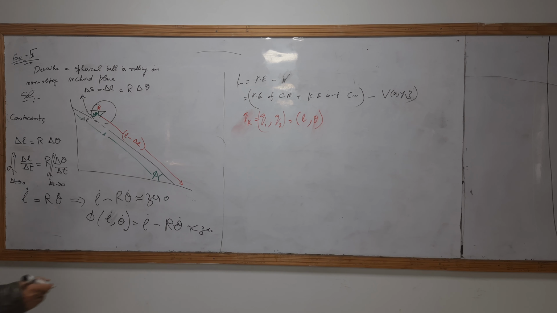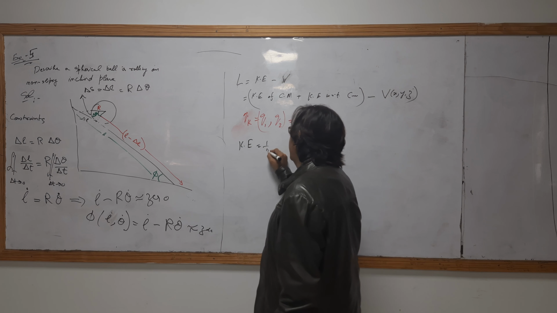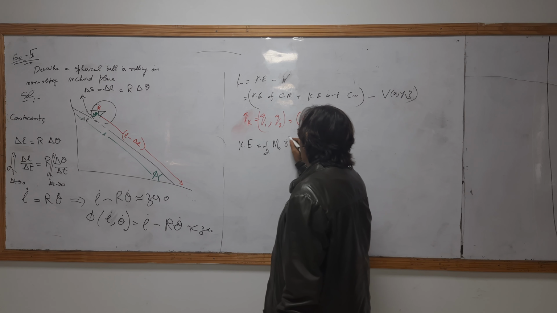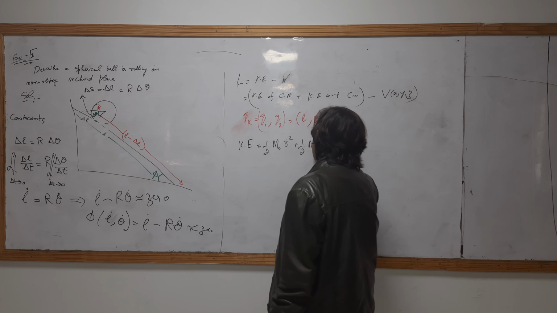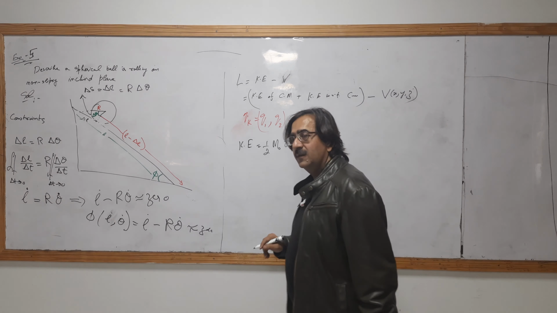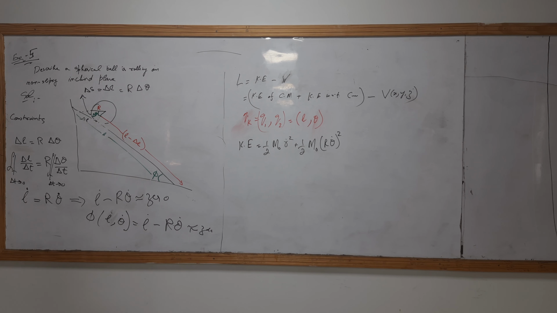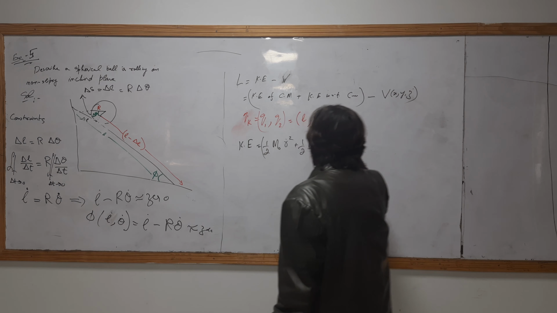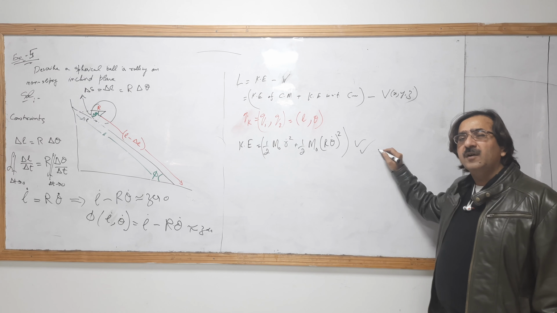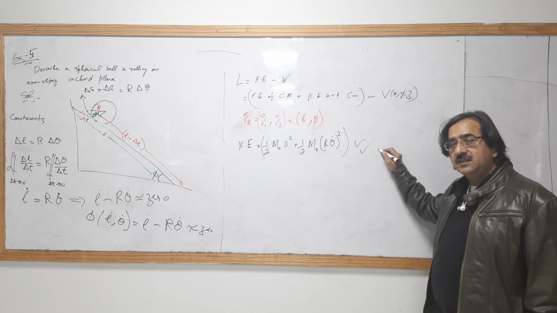Kinetic energy will be, as I have already explained, 1/2 m naught r dot square plus 1/2 m naught r theta dot square. I have already explained this in the previous exercise, in polar coordinate form, in a two dimensional plane. This is the kinetic energy.